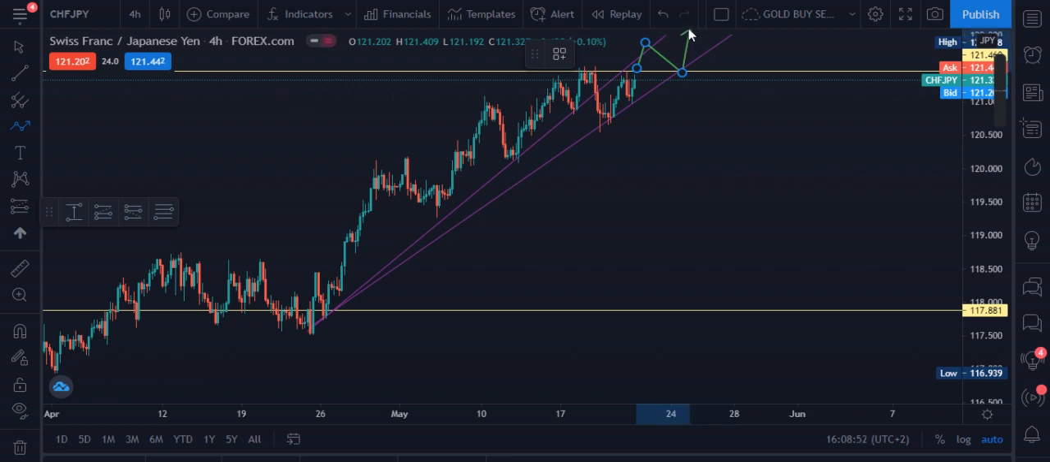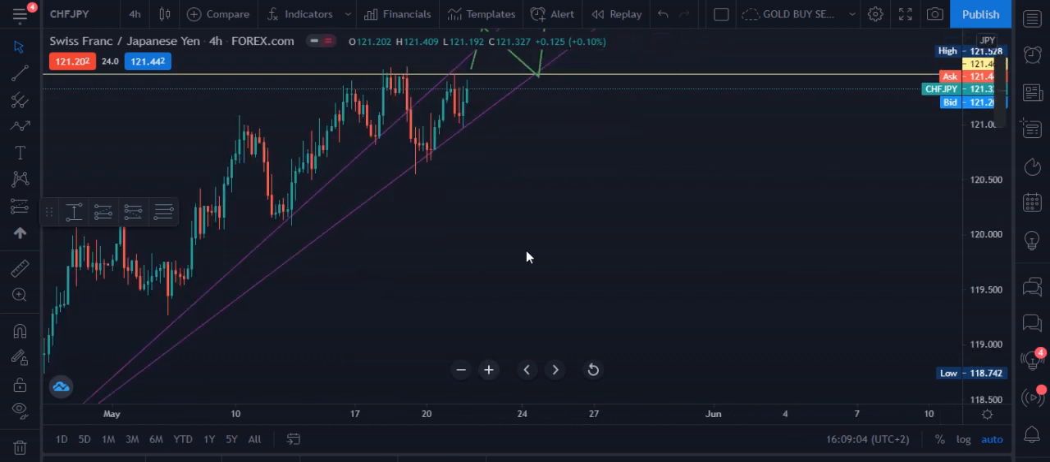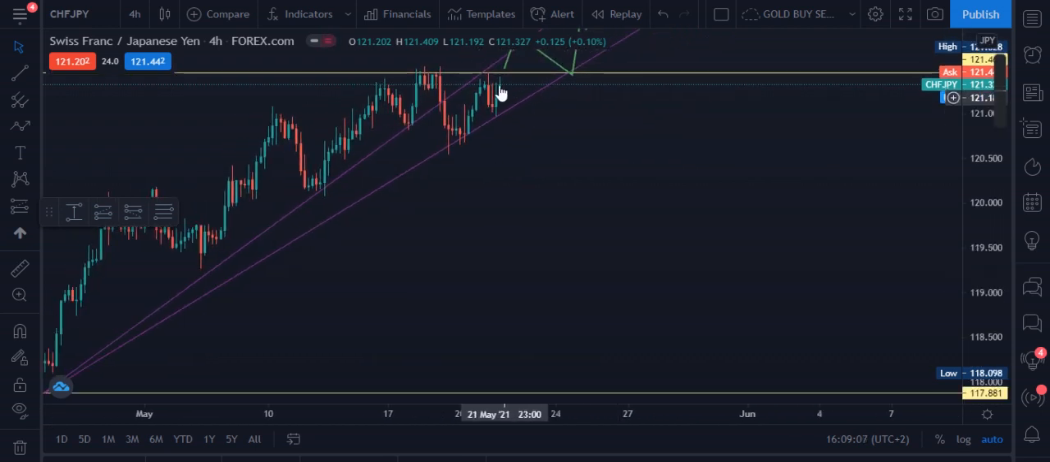Okay, and with this kind of setup, my stop loss is going to be just below the broken resistance, which will now turn into support. Okay, so this is how it is. I want to see price breaking this structure, and once price does that, I'd like to see a retest before price can continue to the upside.